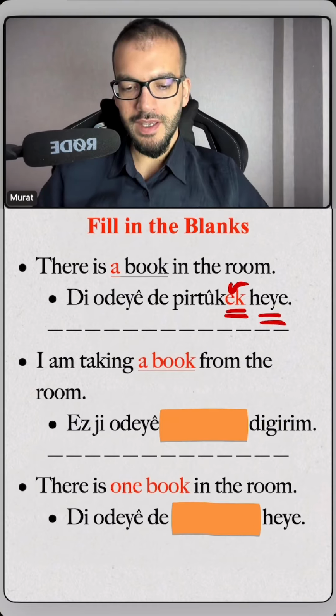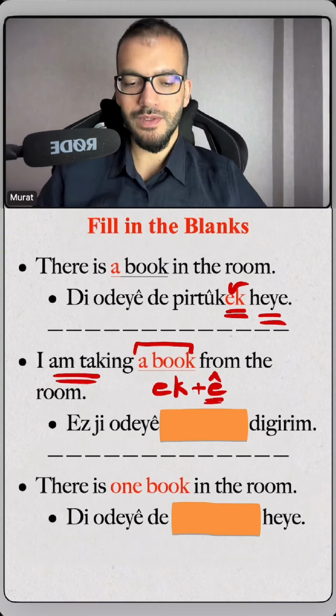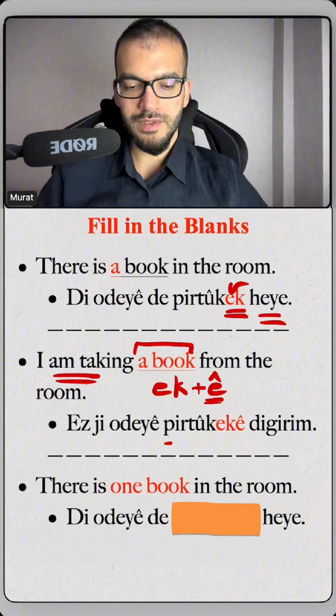I'm taking a book from the room, but this one is a verb sentence. When you have a verb sentence, you use ek plus this object suffix. We call this one oblique case suffix, as in je odeye pertukek digram. You see, this time in the verb sentence you have this a extra.